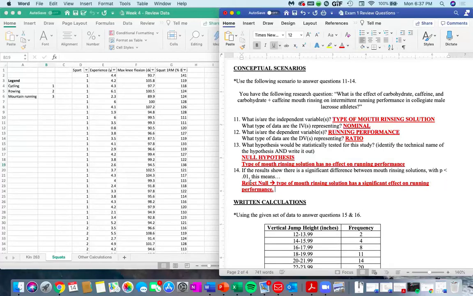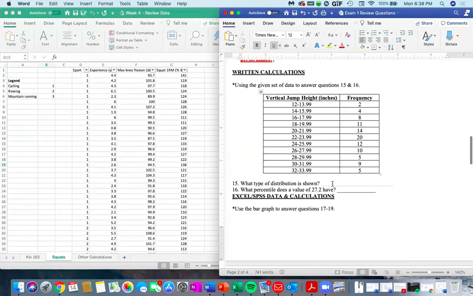Okay. So if we reject the null, that means we accept the research hypothesis, which is exactly opposite of the null hypothesis. So then we go to our written calculations. This might be something that I give you in an Excel sheet, but whenever you see something where you're having to use calculations, it's always good to just type out the work that you did just for partial credit, okay? So first off, what type of distribution are we looking at?